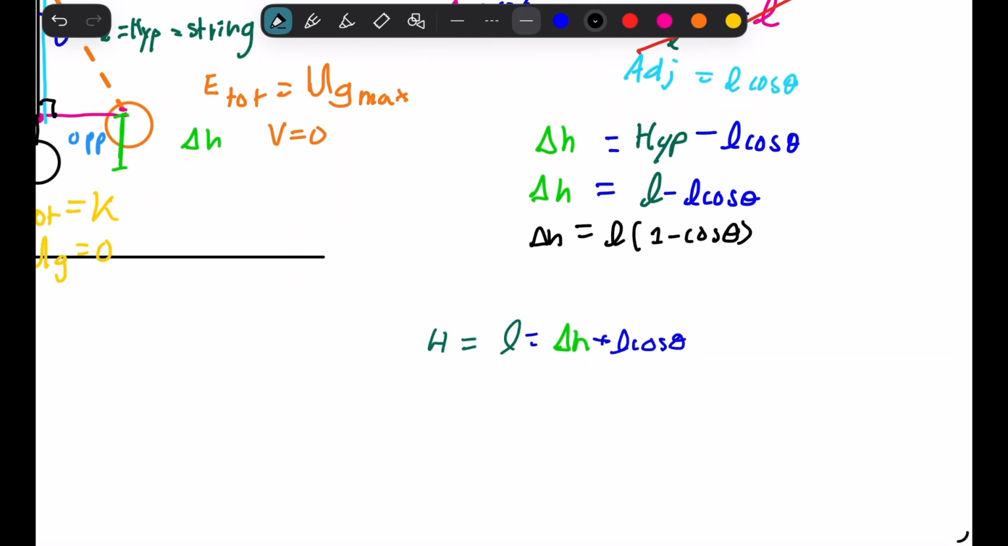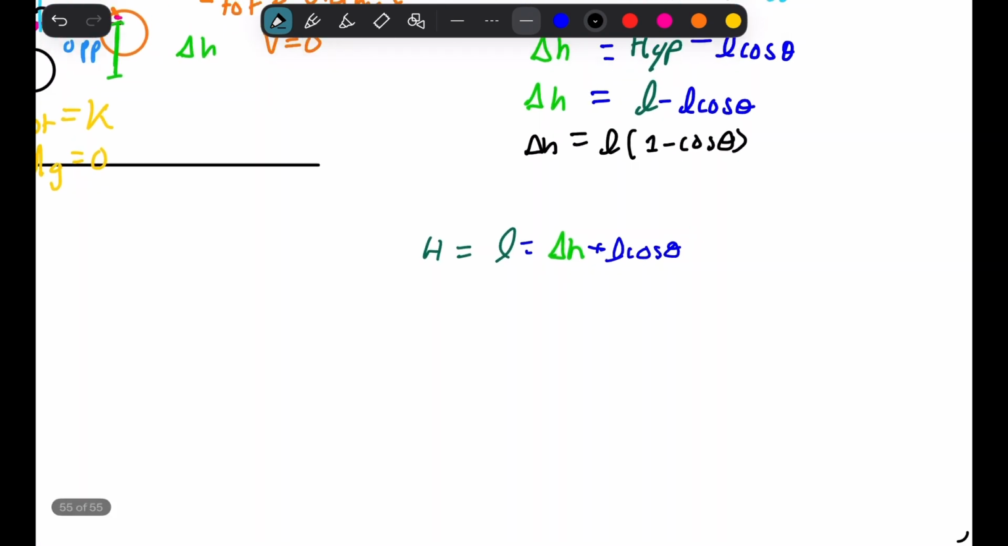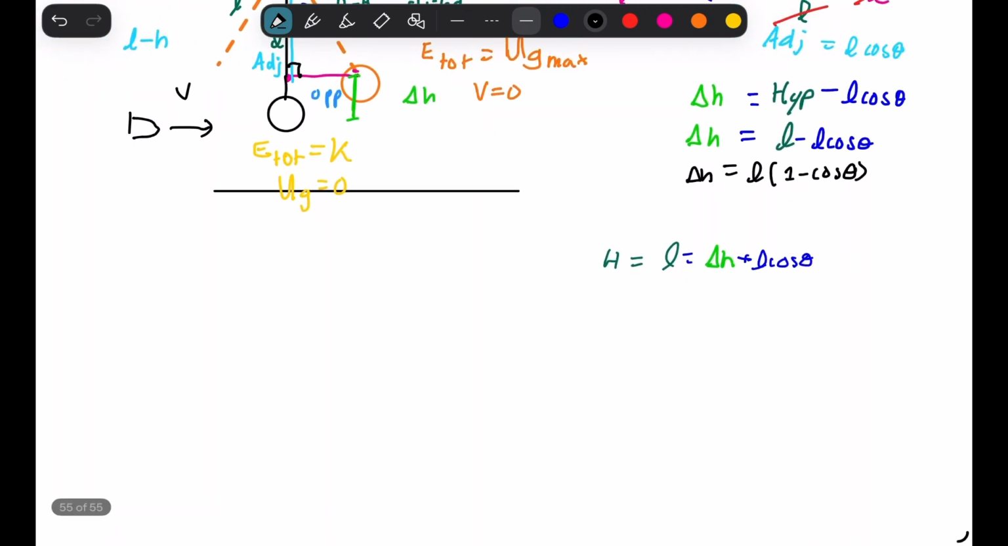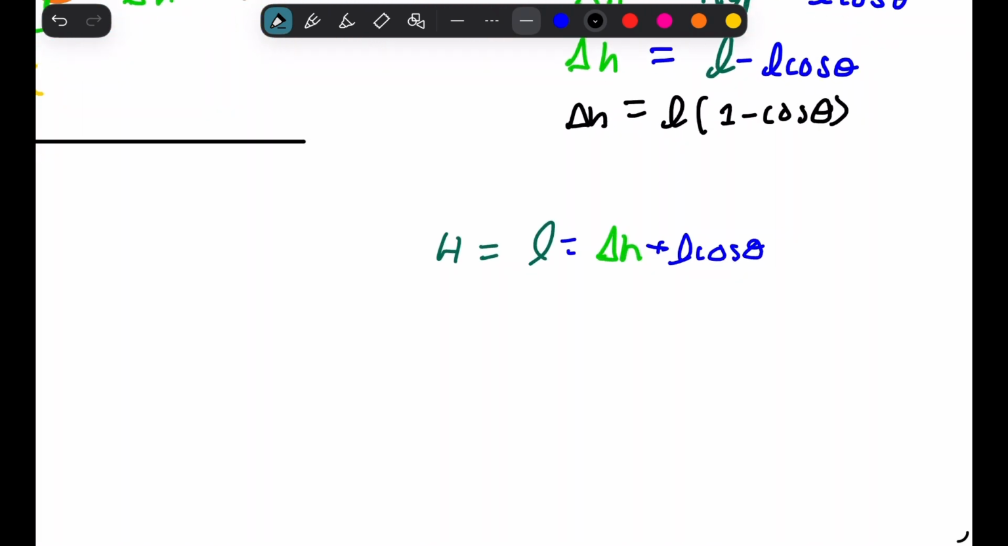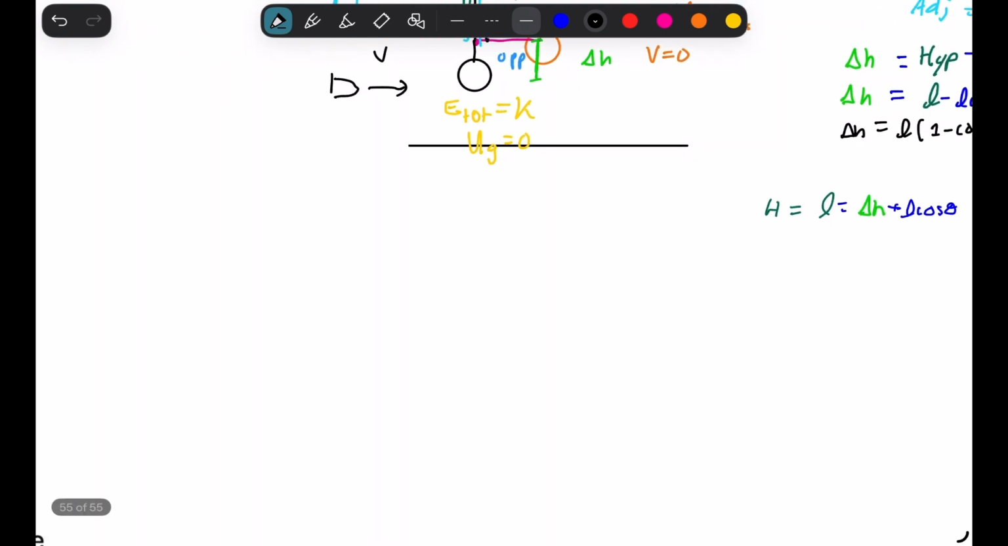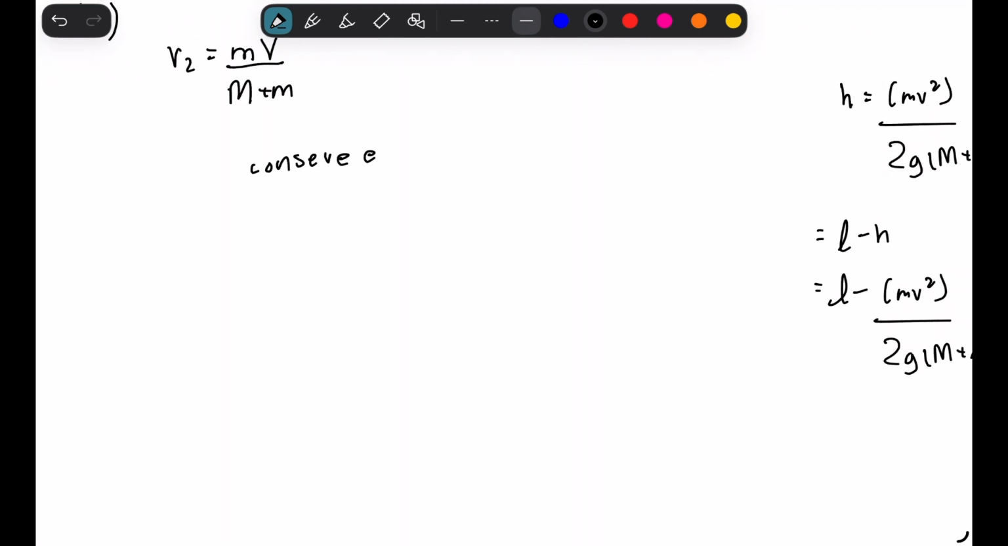So then we can replace hypotenuse with our length minus L cosine of theta, and we get this from factoring out our L. So we know that our total length of the string is equal to the change in height plus L cosine of theta, just to check our work. Now we can write our conservation of energy. We know that h, which is our vertical rise of the pendulum bob from the bottom, will equal L times 1 minus cosine of theta max.